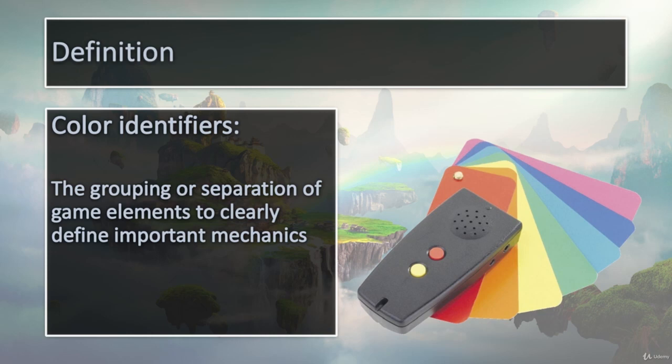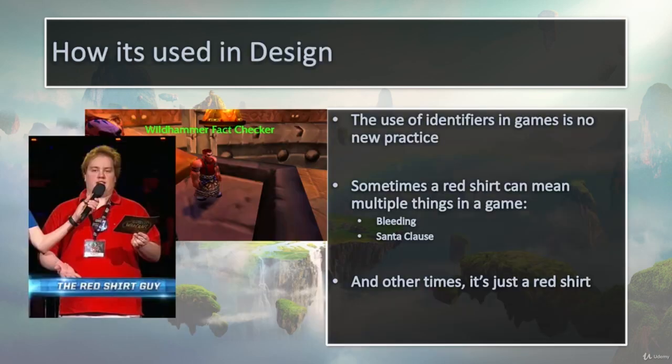Well, the use of identifiers in games is no new practice. This has been done since the beginning of time, before they even understood real color theory and color psychology. Basically, sometimes a red shirt can mean multiple things in a game. It could mean someone bleeding. It could mean Santa Claus. It could mean blood moon, like a foreshadowing, ominous presence. It could mean Chinese New Year, red as in the symbol of, let's say, a New Year pig, whatever. So red could have multiple meanings.